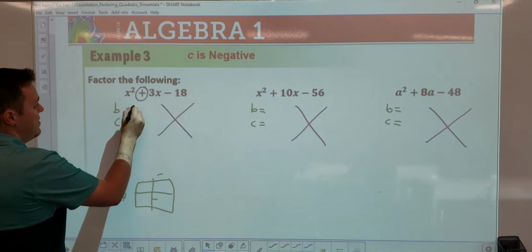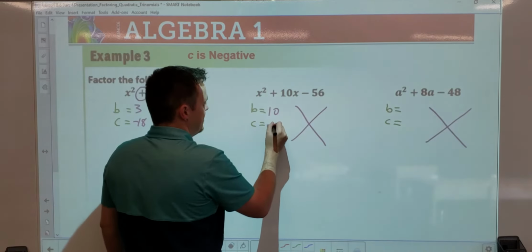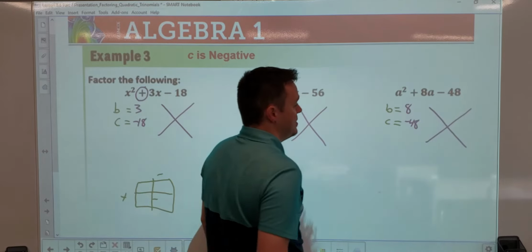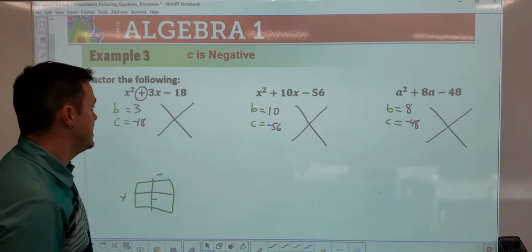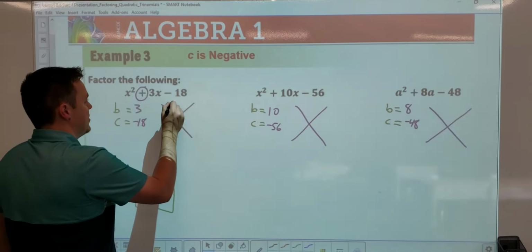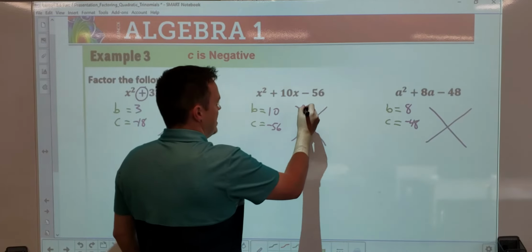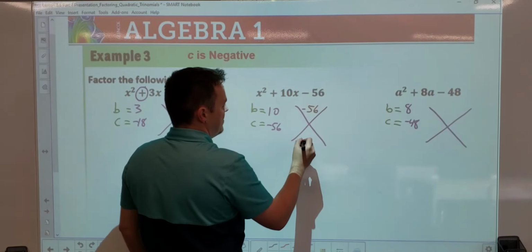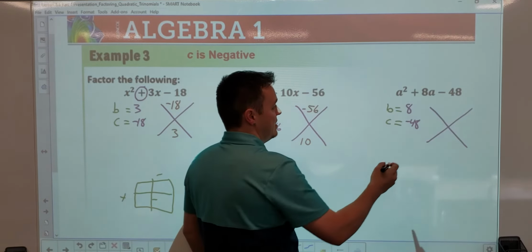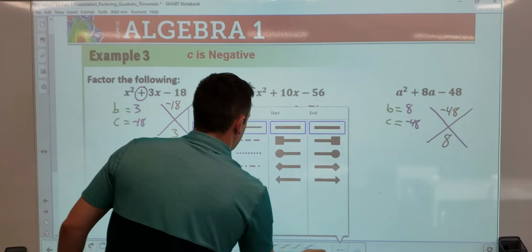So my b value is 3, and this is negative 18, 10, negative 56, and 8 and negative 48. Here's where it's going to get tricky because some of you really don't know your times tables. You're going to have to know what two numbers multiplied together make negative 18, but when you subtract them from each other, make a positive 3. Multiply, make a negative 56; when you subtract them or put the negative and the positive together, make a 10. Negative 48, and when you subtract them, they make an 8. So you're looking at two different numbers.